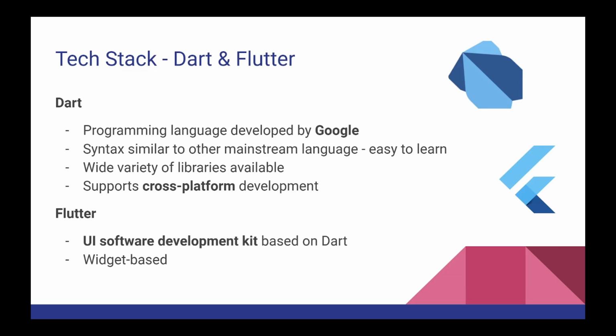Now, onto our tech stack. First off, we have Dart and Flutter. Dart is a programming language primarily used to develop mobile apps. It is pretty easy to pick up as its syntax is similar to other mainstream languages. It also has a wide variety of libraries available, which is what makes development using it convenient. Flutter is a UI software development kit based on Dart, and it constructs the interfaces using widgets.